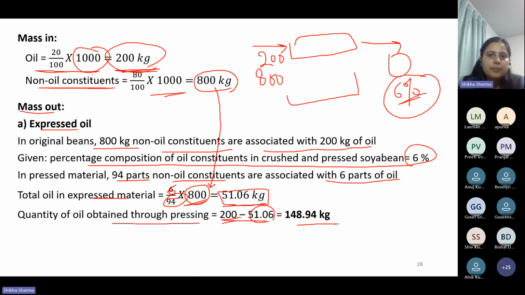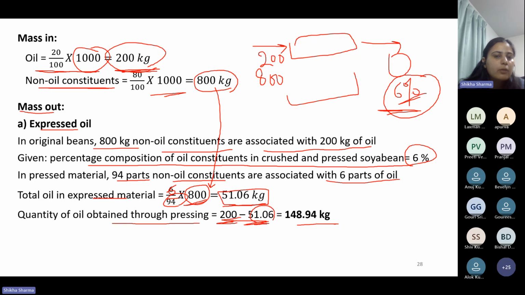So what is happening? We are reducing from 200 kg, right? From 200 kg, we are doing minus this value, because when we are feeding the oil, we will not get 100% extraction. We are getting some extraction, and 6% is not extracted. So we are doing minus here.